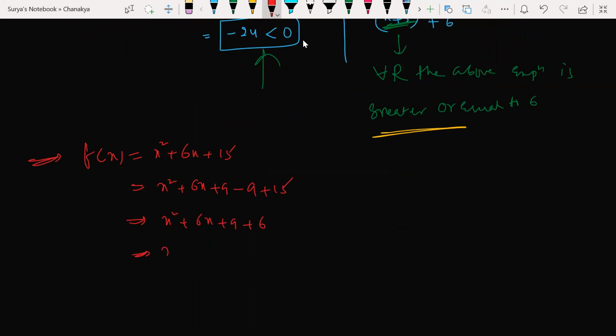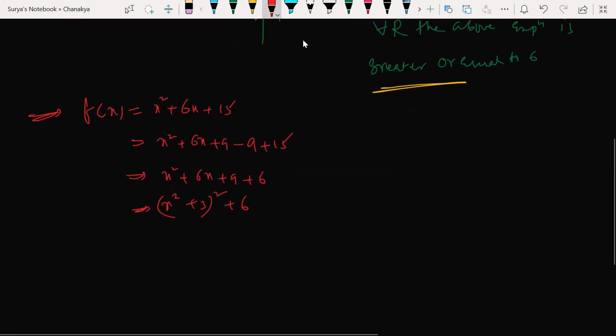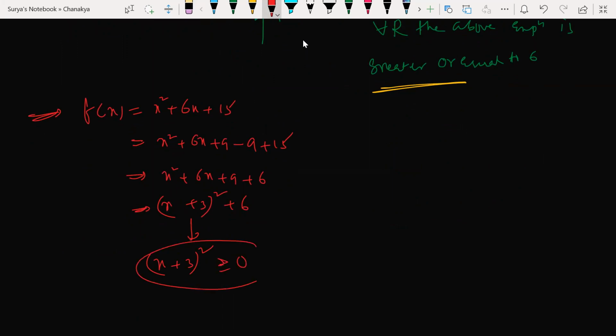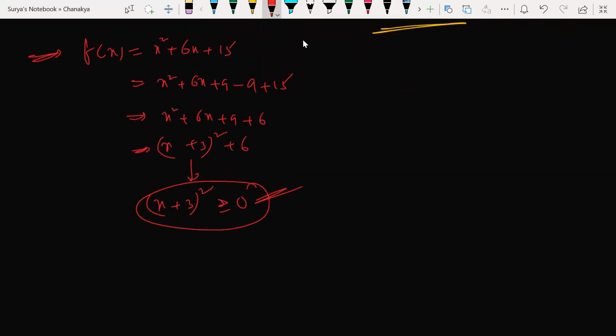So now if I write this as a perfect square, what did I tell you? This will always be greater than or equal to 0. It cannot be smaller than that, isn't it? Getting my point? Plus 6 is always greater than 0. It can never be 0. x plus 3 whole square plus 6 is never going to be 0, then how can you find the root?